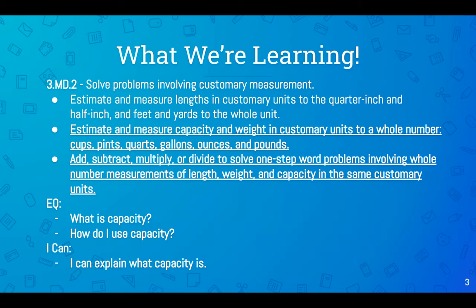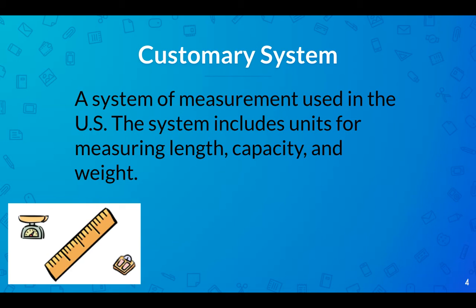So we're going to go over some vocab words. Some of them are the same. We have read over them. We have done them. And then you will have some new vocab words. So the first vocab word is our customary system. It is a system of measurement used in the United States. This system includes units for measuring length, capacity, and weight.